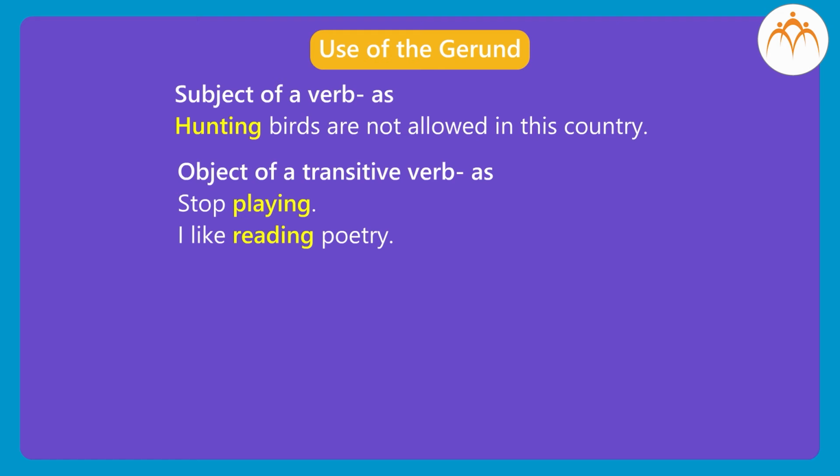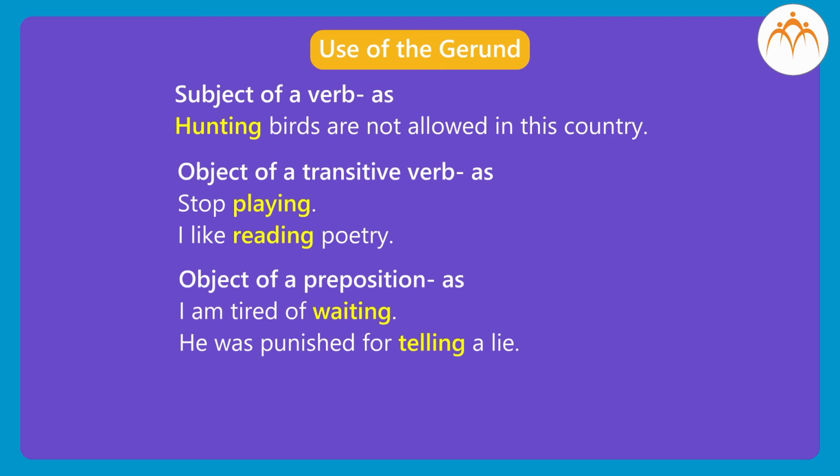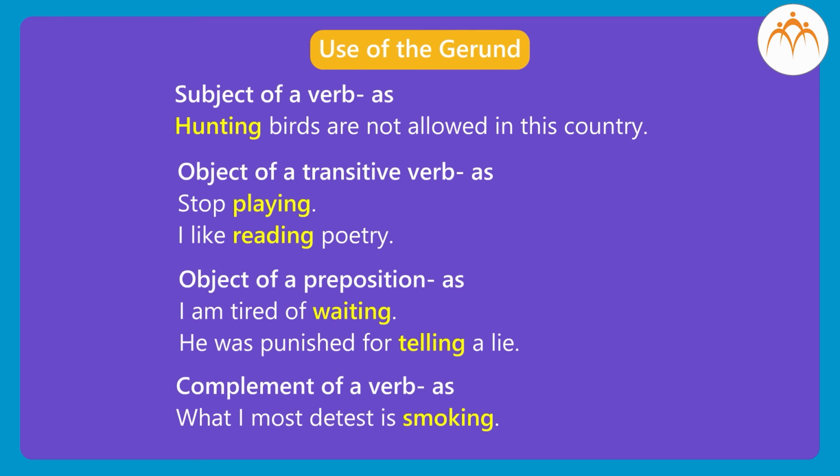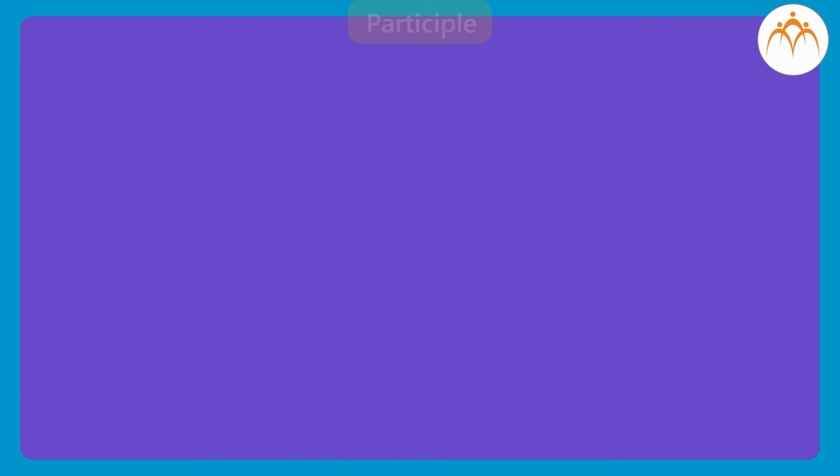Object of a transitive verb, as: stop playing. I like reading poetry. Object of a preposition, as: I am tired of waiting. He was punished for telling a lie. Complement of a verb, as: what I most detest is smoking.